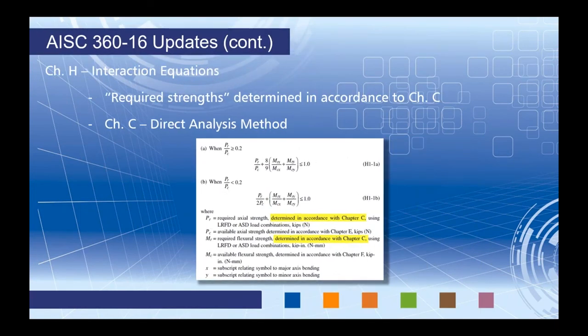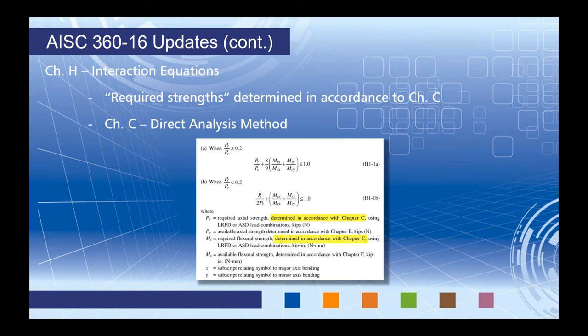Okay, so lastly, chapter H for our interaction equations. It is noted here that all throughout this chapter, there is the reference to required strengths. You can see in my example here, required axial strength, required flexural strength. Well, after all of these required strengths is the small note here: determined in accordance with chapter C. You'll remember that chapter C is our direct analysis method.